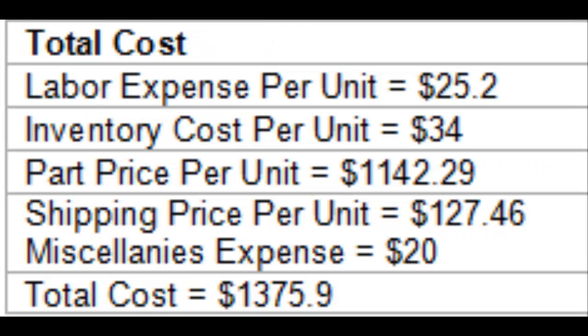So in order to determine the total cost per unit, I added up the labor expense per unit, the inventory cost per unit, the part price per unit, and the shipping cost per unit. I also added a miscellaneous expense which included electricity, paying for the building, and other miscellaneous expenses. The total cost per unit came out to $1,376.